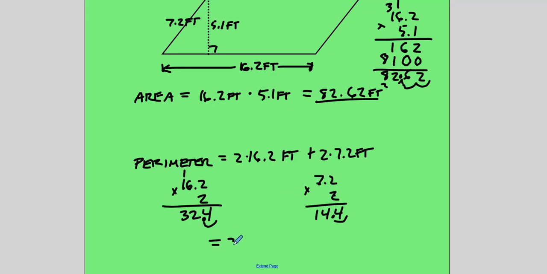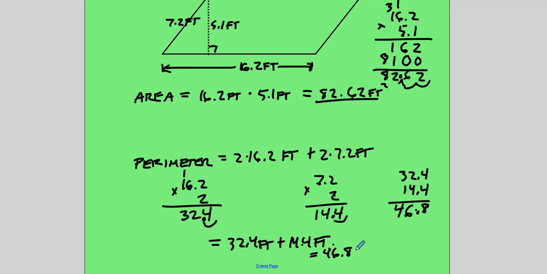So I end up with 32.4 feet plus 14.4 feet. So now we add those up. Bring the decimal point straight down when we add. That's 8, 6, 4. So the perimeter is 46.8 feet. That's going to be just feet. The area was square feet.